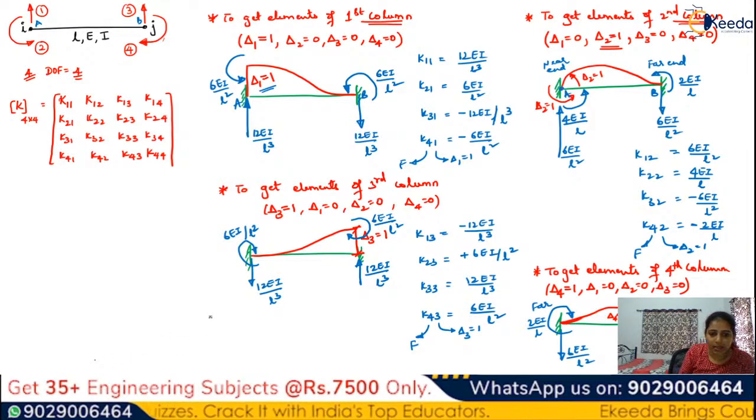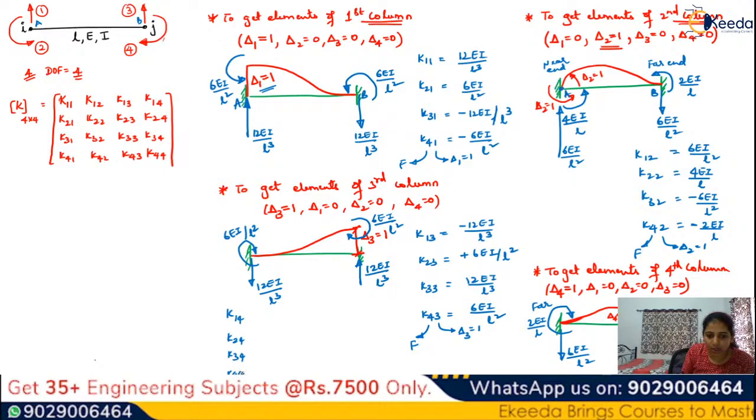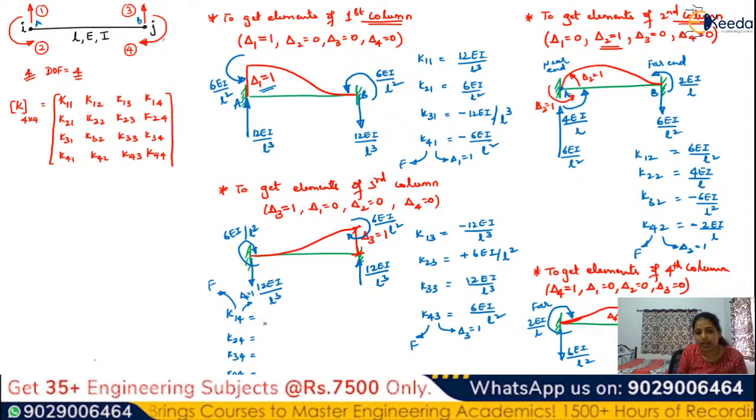Right, now let me write the values. I'll write it here. Okay, so K14, K24, K34 and K44. What is the meaning? You are applying unit displacement in the fourth coordinate and trying to see what are the forces developed in the first, second, third and fourth coordinate. Right, so let's write one by one.